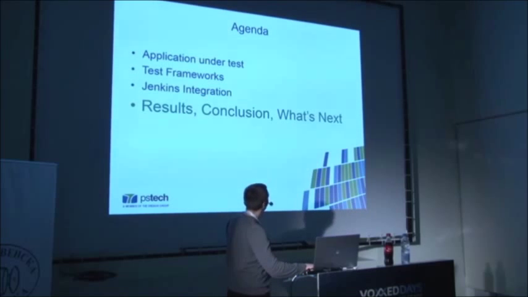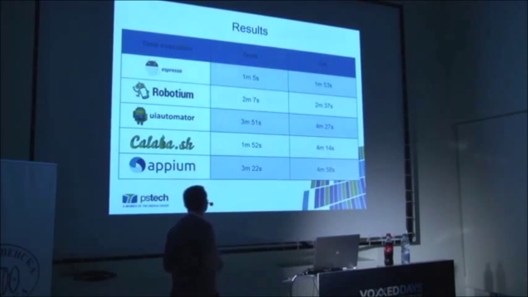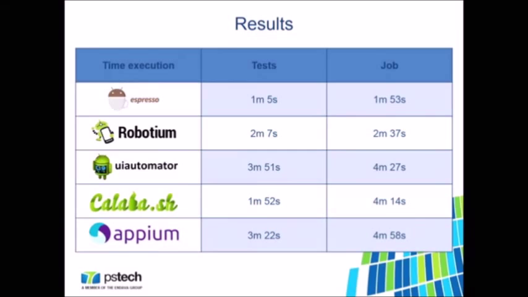So, let's see some results. This is the table with the execution time of the tests and the complete Jenkins job. You can see for Espresso that tests are done the fastest, which we expected because we said it starts immediately as soon as the application is idle. And the job is also the fastest because of that. Calabash is second in this race. It executes tests really, really fast, but the entire job is taking too long because of the server that it used.